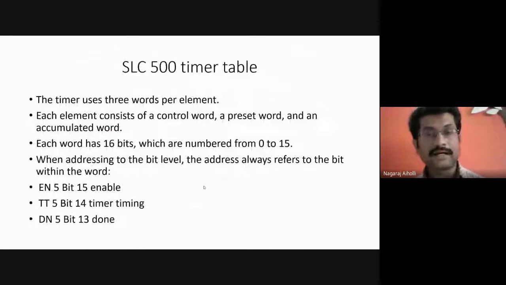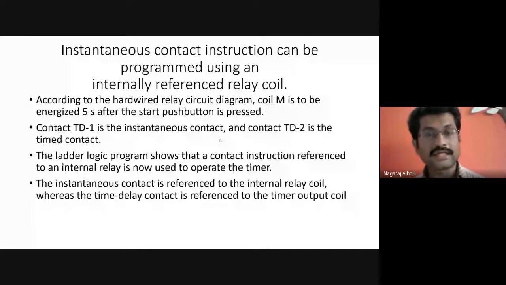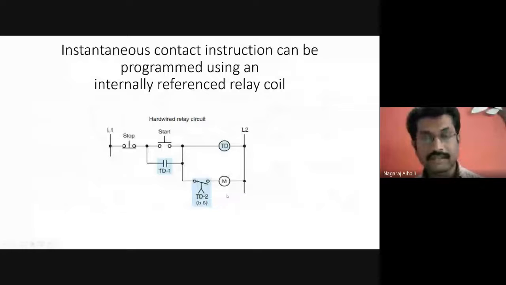According to the hardware relay circuit diagram, coil M is to be energized 5 seconds after the start button is pressed. After the start button is pressed, after 5 seconds, the coil M is energized. This coil is energized 5 seconds after the activation of the start button.